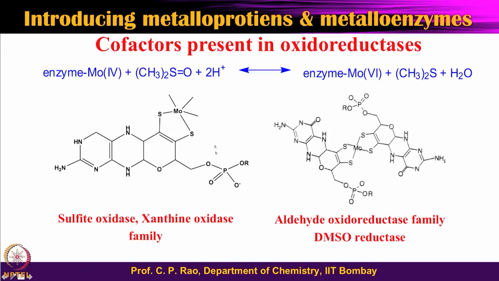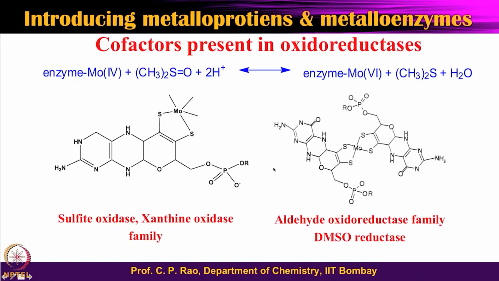So, it is another family. Why is it another family? Because in this family we have 1 molybdenum center with 1 pterin. The second family is called the aldehyde reductase family. In this case we have 2 pterins involved. So, 1 pterin and 2 pterins are involved in all these kind of things.